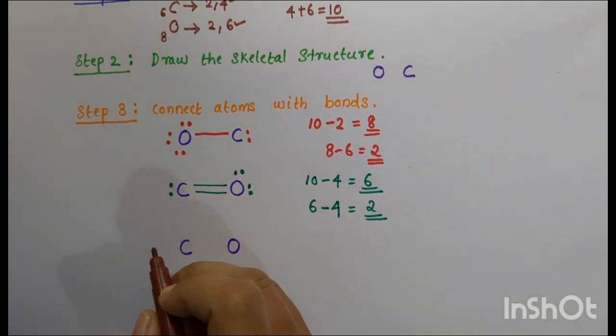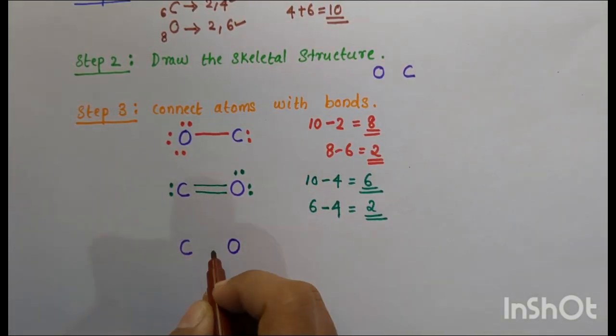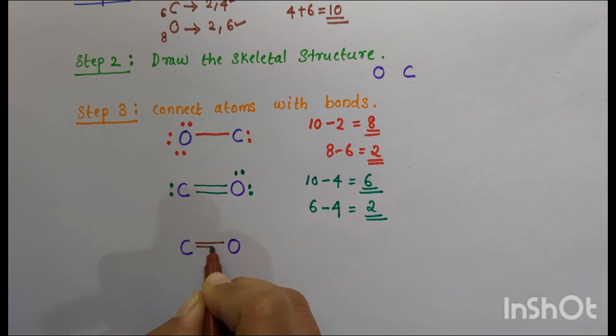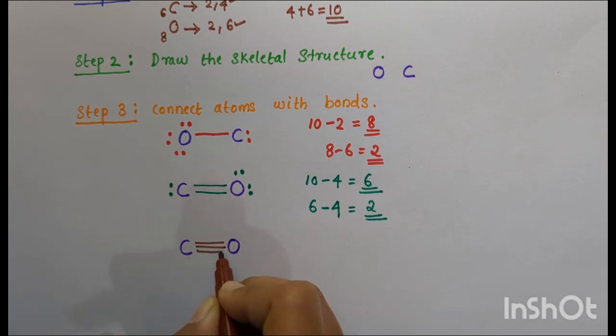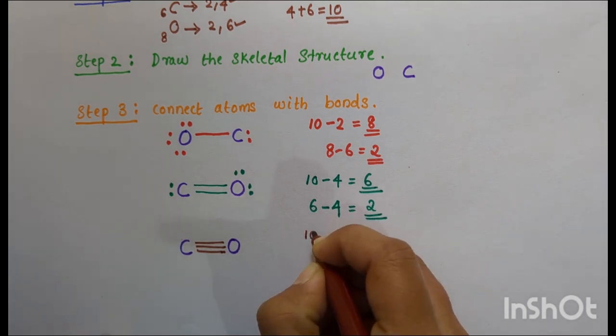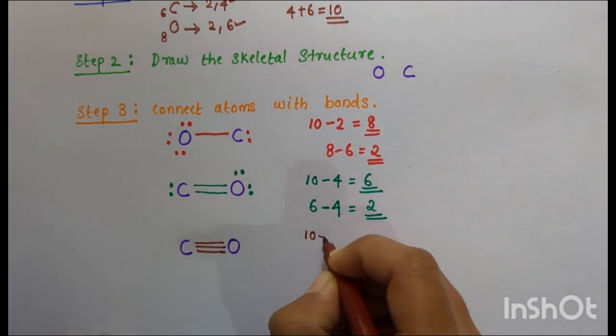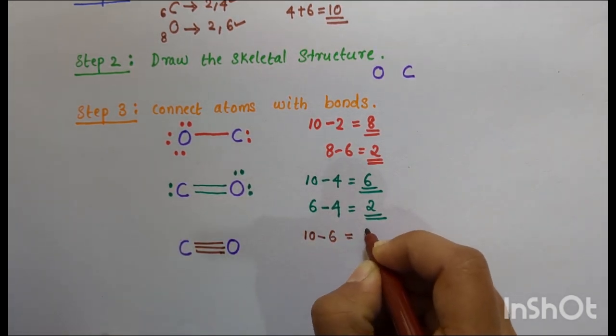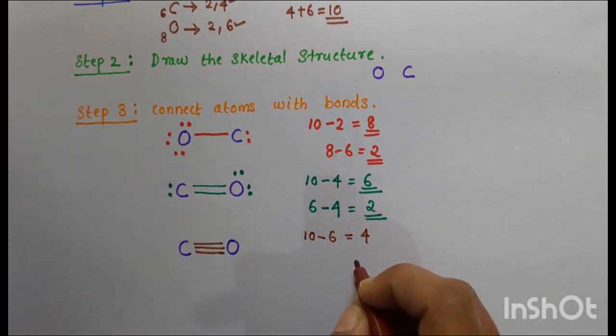So now let us try a triple bond between carbon and oxygen. I am just drawing a triple bond between carbon and oxygen, that is, we are connecting these 2 atoms by a triple bond. A single bond uses 2 electrons, so a triple bond, 3 into 2, 6 electrons are used. Total number of valence electrons is 10, and 6 electrons are used here in the triple bond. So the remaining number of electrons is equal to 4.